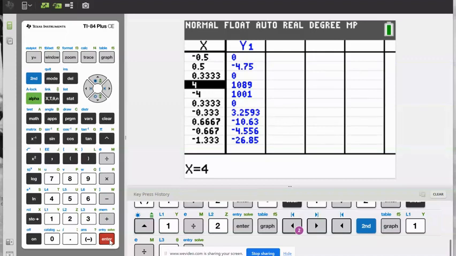Your table's blank? Yeah, your table should be blank because you have to enter in the numbers. Mine is just from all the times I've done this. Oh, okay. So what you want to do is the table set, second table set. Oh no, you have auto ask.